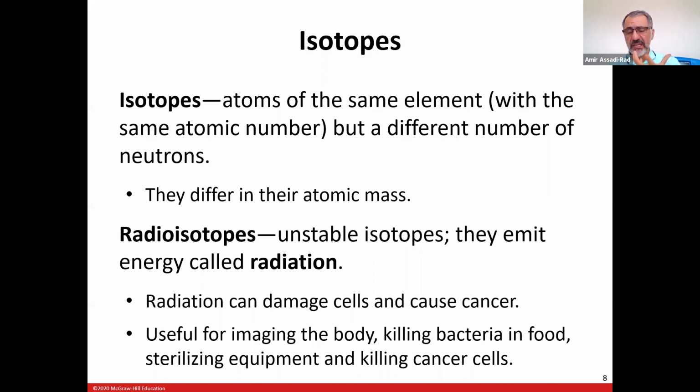Radiation can damage cells, usually reproductive cells, and cause cancer. When you go for radiation therapy, that's what I was thinking about. Of course, sunlight is a radiation. You do need it, but too much of it can cause cancer. Radiation is useful for imaging the body and killing bacteria in food. Ultraviolet light is used to kill bacteria and sterilize equipment. And of course, the high wavelength of ultraviolet light is not good for us either.